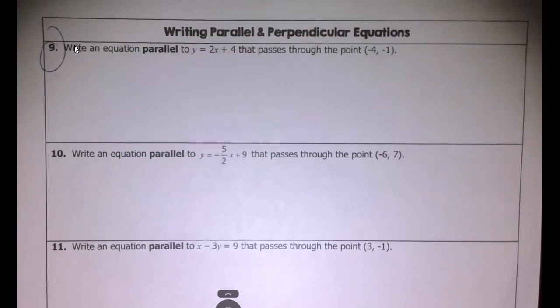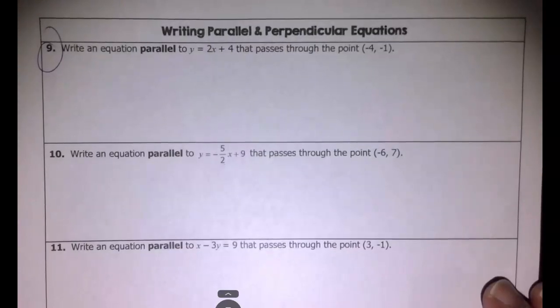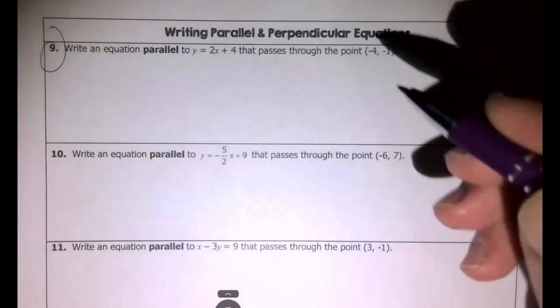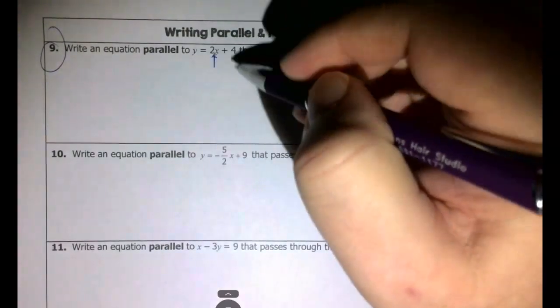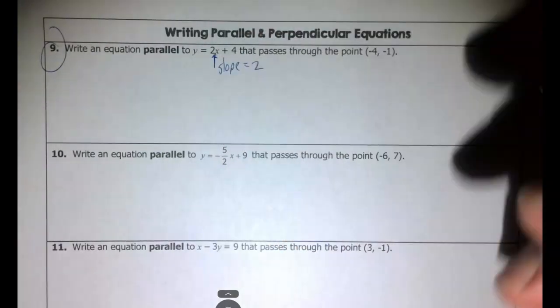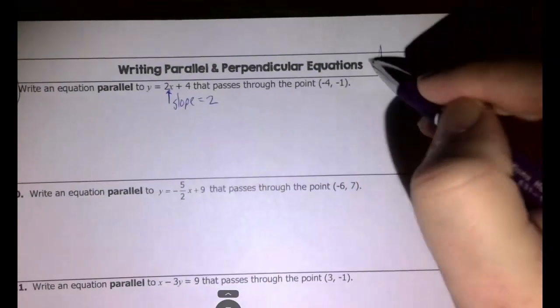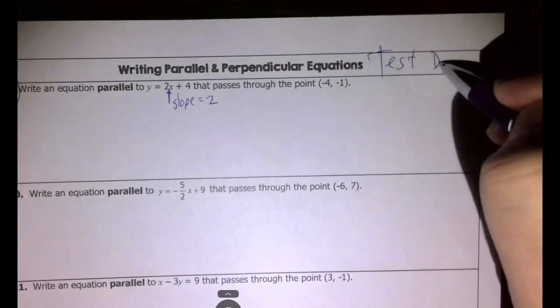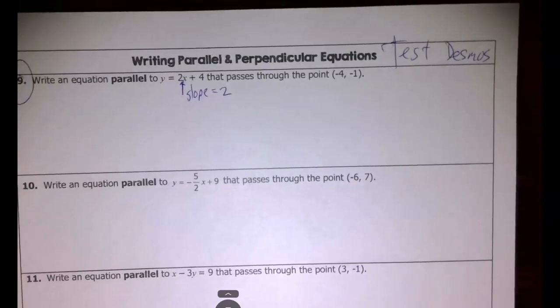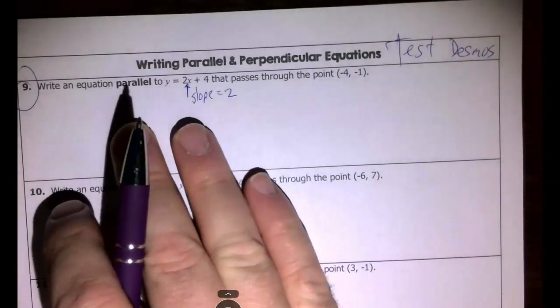Alright, so when we talk about writing an equation to be parallel to this line, we know if two lines are parallel, they have the same slope. So the only thing we're grabbing off this line is that the slope is equal to 2. And we're going to test using Desmos to check your answer to see if you're right, when we get done.